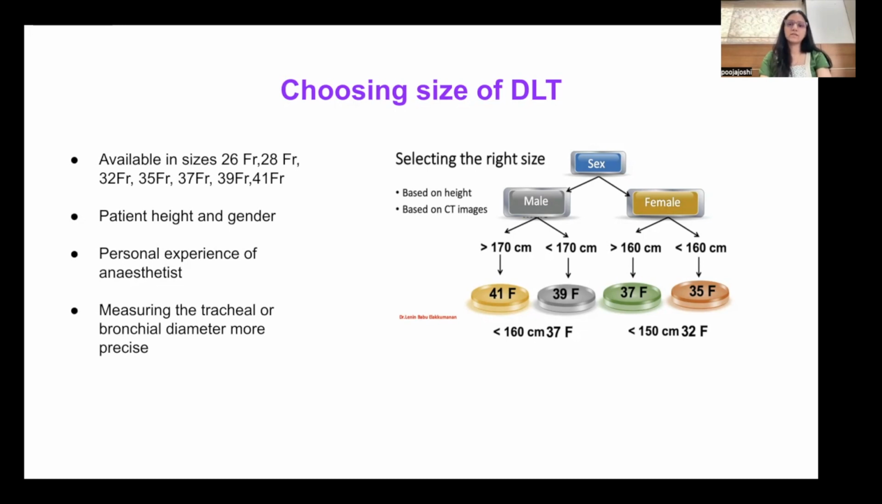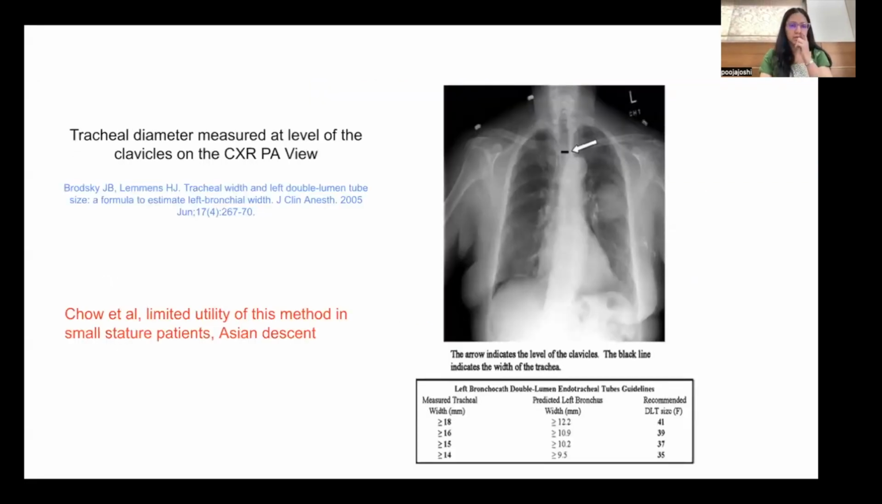In case of less than 160 centimeter male, 37 French is used. For females, more than 160 centimeter, 37 French DLT is used. Less than 160 centimeter, 35 French. And for short stature females, less than 150 centimeter, 32 French is used. It is available right from 26 to 41 French.